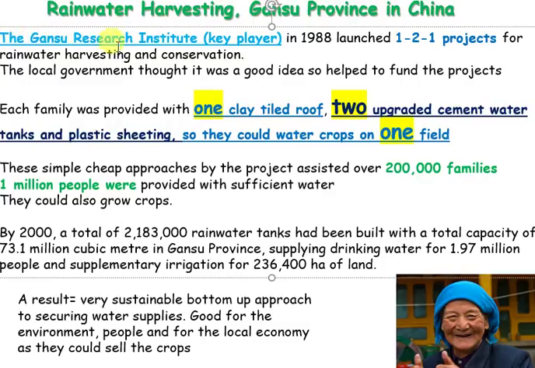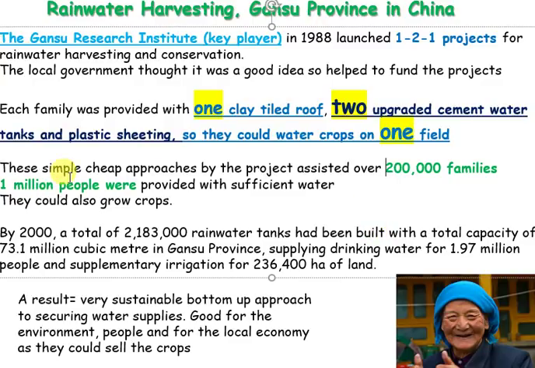The Gansu Research Institute launched it. The government thought it was such a good idea. They said, you know what, rather than us sending trucks to you every year, we'll just help you pay for it. It's dirt cheap. You build the tanks yourself, dig the holes, we'll give you the tiles. Happy days. Everybody thought it were a good idea, this.